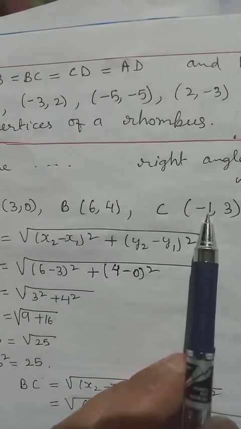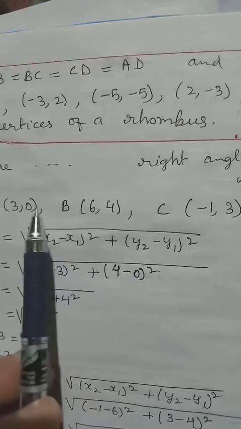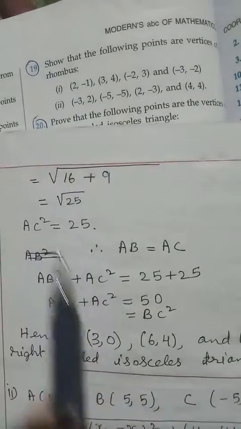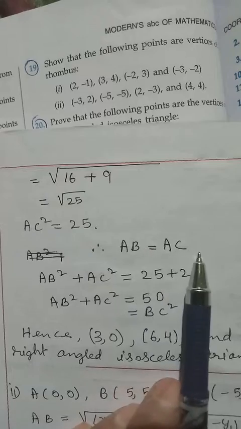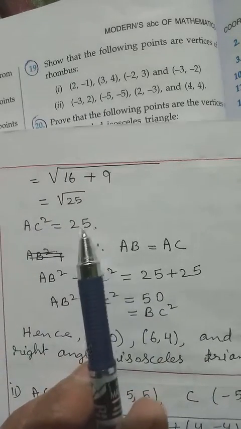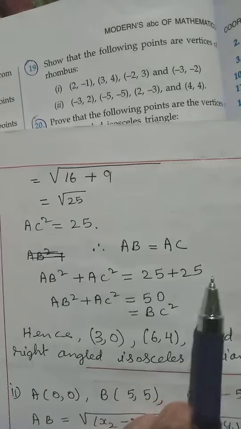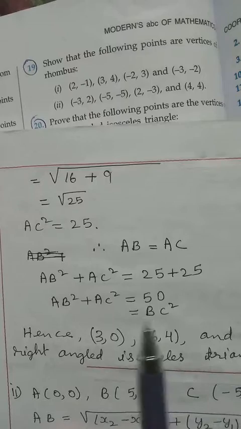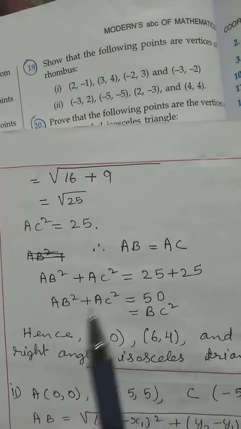3 with minus minus 1 becomes 4 squared. 0 minus 3, 3 squared. So those will be 16 plus 9. Again we have 25. So we get 2 sides of 25, 25, which shows that it is an isosceles triangle. Then if we add the smaller sides, 25 plus 25 equals 50, equal to the higher side. So here we have the Pythagoras theorem.